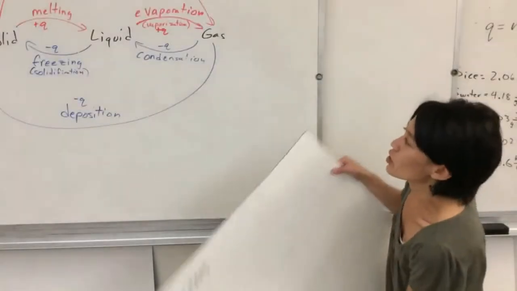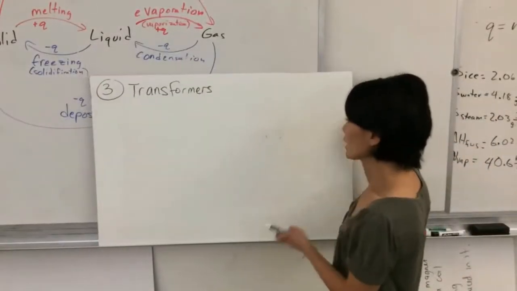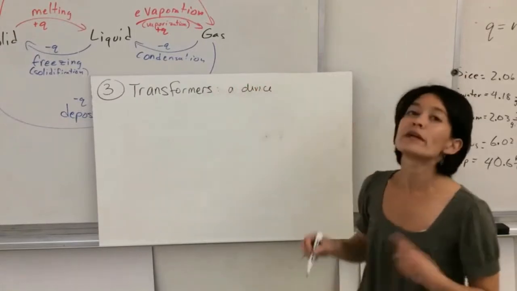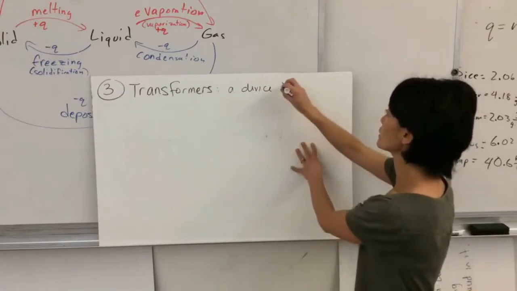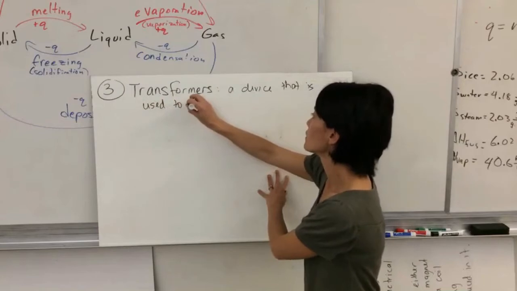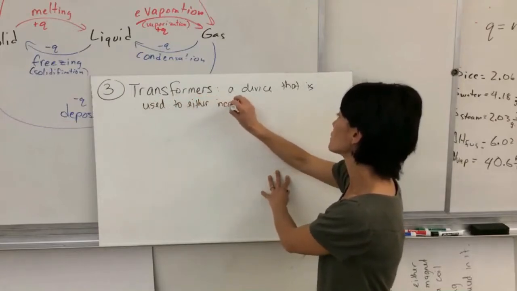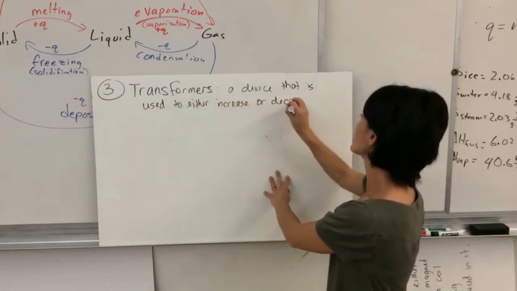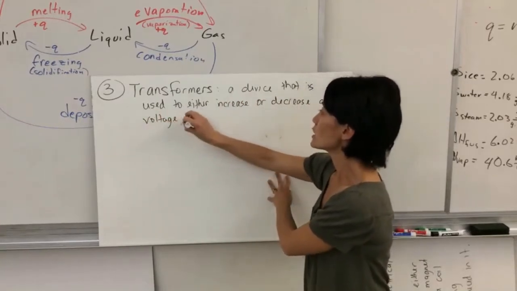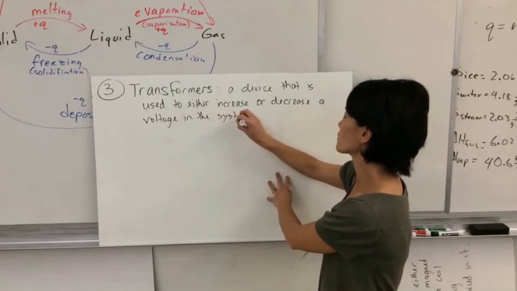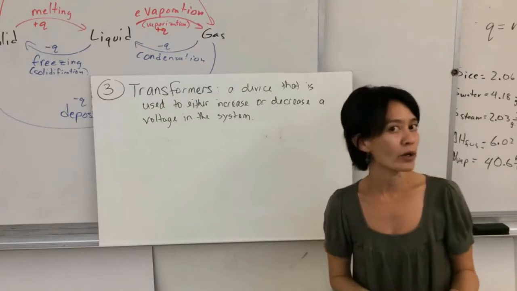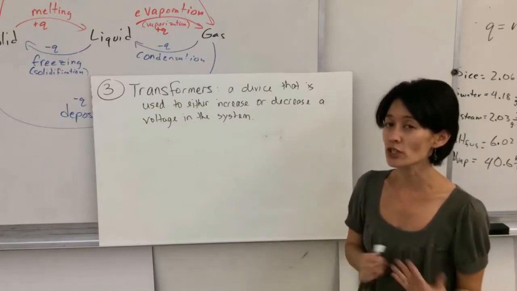The third application are transformers. A transformer is a device that is used to either increase or decrease the voltage in the system. And the key to this is that it's the voltage that's changing, it's not the power. So the total energy is not changing, it's just the voltage.